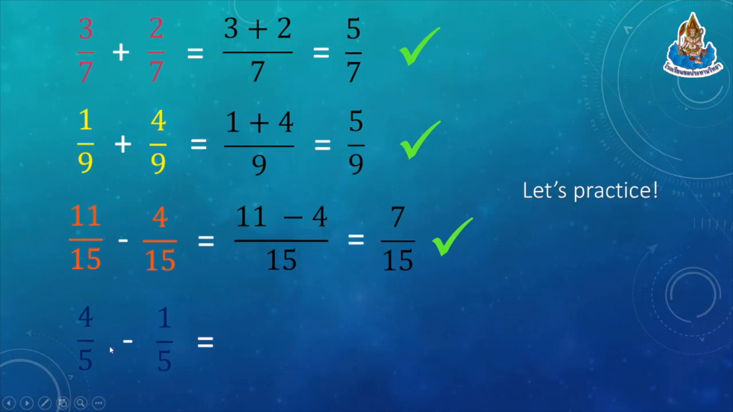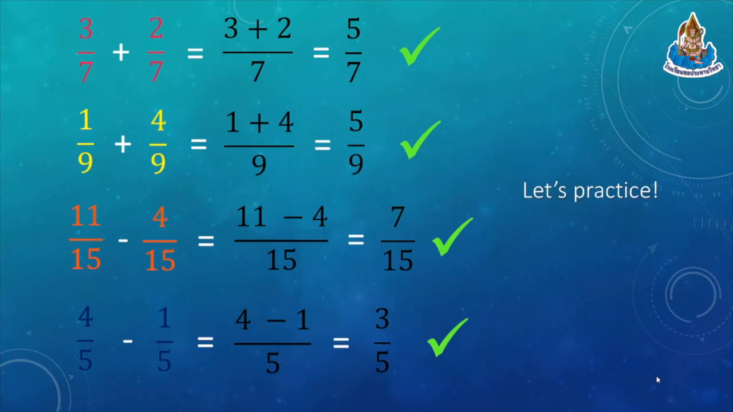And the last one, 4 over 5 minus 1 over 5. Again, denominators are the same, so we just subtract numerators. Denominators stay the same, 5, and we subtract 4 minus 1, which is 3 over 5. Okay, I hope all your answers are the same.